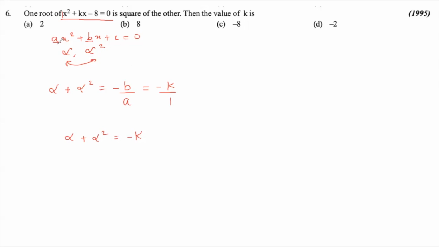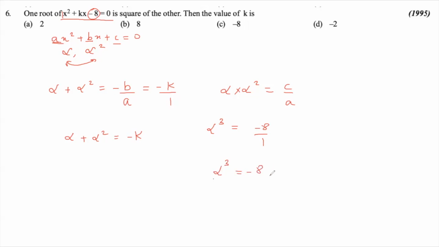Similarly, for the same quadratic equation, ax square plus bx plus c is 0, we know that the product of roots is always equal to constant term upon coefficient of x square. So the product of the roots, alpha into alpha square, is constant term upon the coefficient of x square. It is equal to c by a. Now, in this question, c is worth minus 8 and a, as you already know, is 1. So alpha into alpha square, which is alpha cube, will be equal to minus of 8 upon 1, or alpha cube is equal to minus 8.